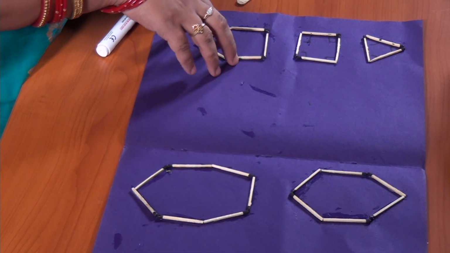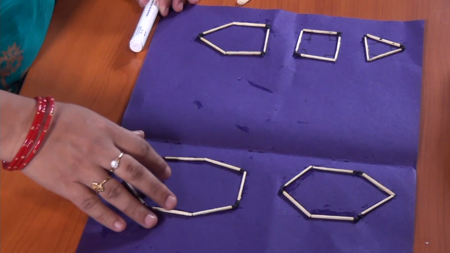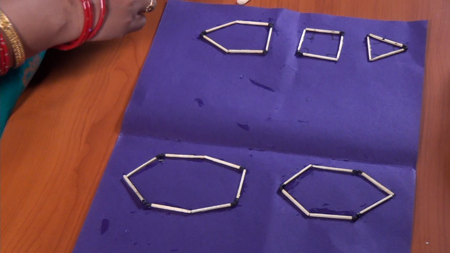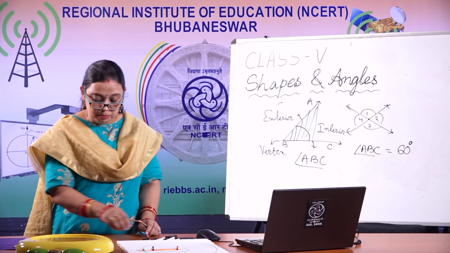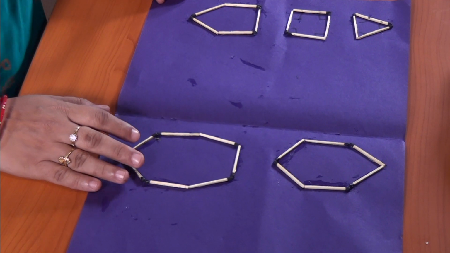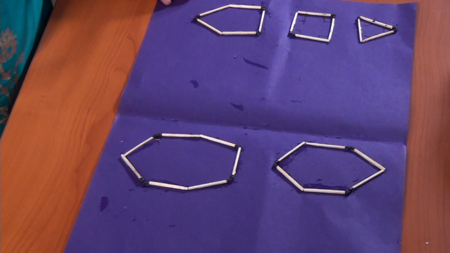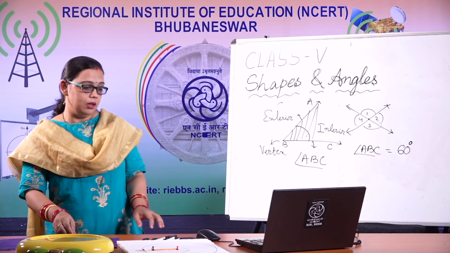Like this I have made here with 5 sticks a pentagon, a hexagon and a septagon. Septagon means with 7 sides. So you can mark the angles and write what type of angle it is. So this is an assignment for you. You all will do it at home and enjoy.